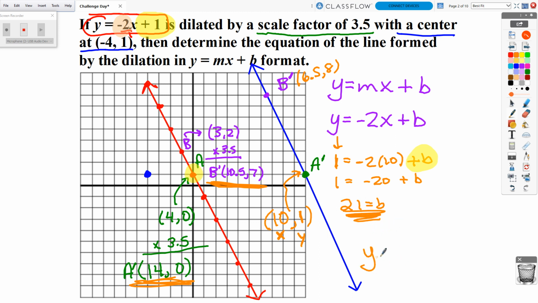So the final answer for the equation of this dilated line is y equals the same slope as our original line, but it had a new y-intercept of 21. And so remember, whenever you write the final equation of the line, y goes back as y, and x goes back in as x. We don't use the 10 and the 1 anymore. That was just kind of a temporary thing so that we could figure out that y-intercept. All right, so there's the first problem.